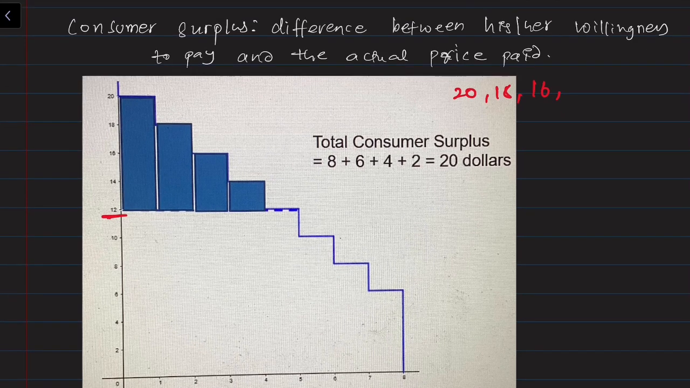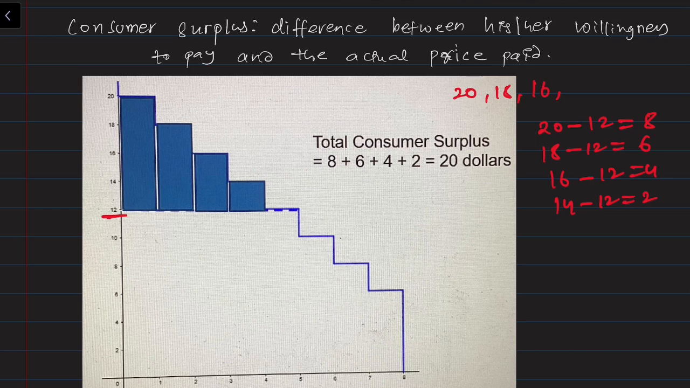By definition, the consumer surplus for the first buyer is just 20 minus 12, which is $8. For the second buyer, this is 18 minus 12, which is $6. For the third buyer, 16 minus 12, which is $4. And for the fourth buyer, 14 minus 12, which is $2. Now, what about the other buyers whose willingness to pay is lower than $12? They will choose not to buy the good because their willingness is below the current price of the good.